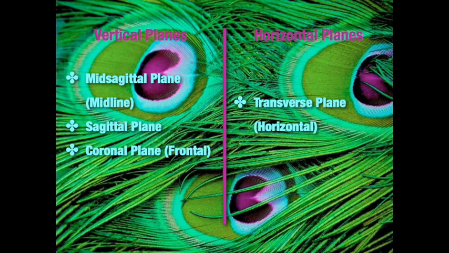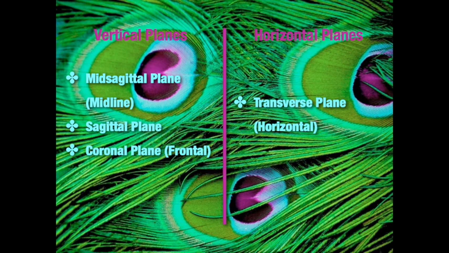A vertical plane is an up and down line that is at a right angle to the horizon. The mid-sagittal plane, also known as the midline, is the vertical plane that divides the body from top to bottom into equal left and right halves. A sagittal plane is any vertical plane parallel to the midline that divides the body into unequal left and right portions. The coronal plane, also known as the frontal plane, is any vertical plane that's a right angle to the sagittal plane that divides the body into anterior and posterior portions. So it'll divide you into front and back.